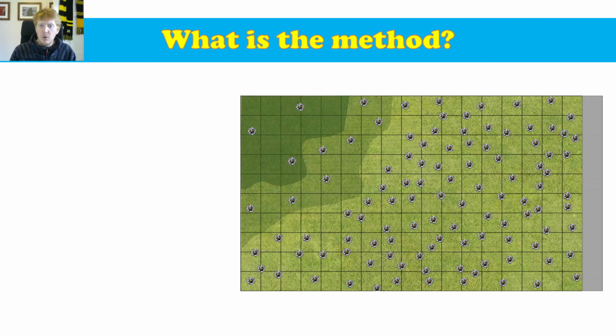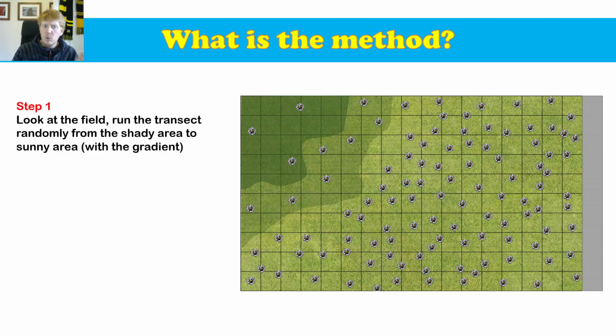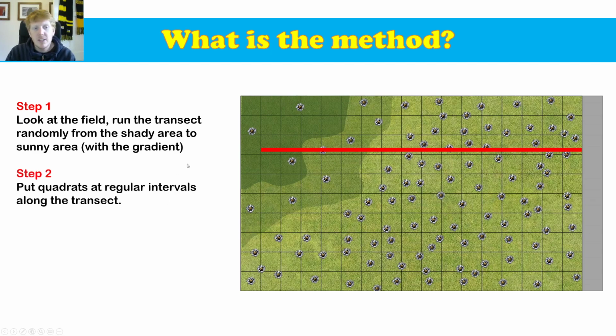Here we go. Step one, we'll look at the field and run a transect out randomly along that field. There's my transect, with the gradient. You can see it's going from the shady environment here to the sunny environment over here. Step two, we put quadrats out at regular intervals. Quadrat, quadrat, quadrat, quadrat, perfection.